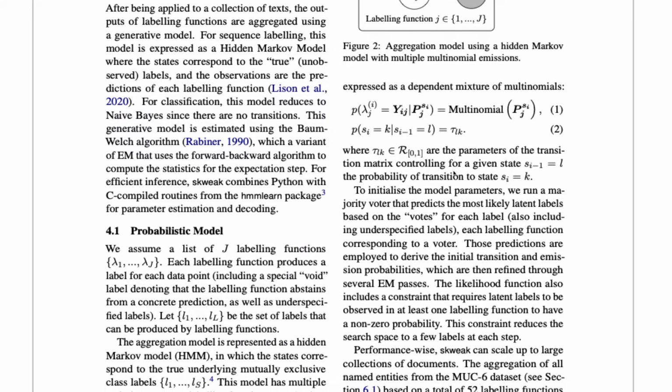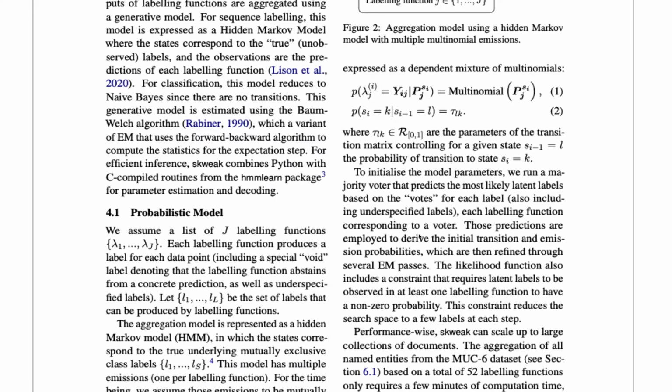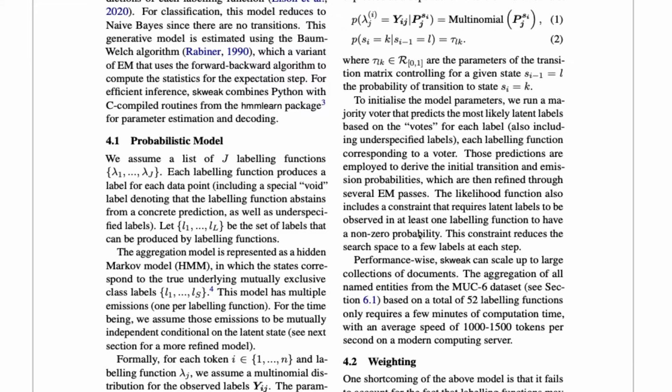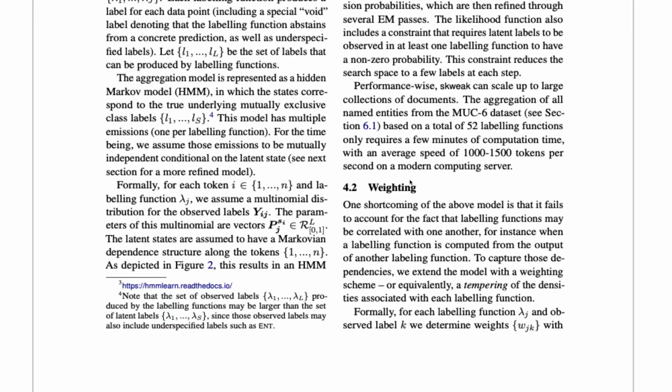So the hidden Markov model tries to maximize, and it considers the labels coming in from different labeling functions as some sort of votes. So this is the general idea, and they use the expectation maximization technique to essentially train their hidden Markov models. Now, one of the things they do additionally in the hidden Markov model is some sort of weighting.